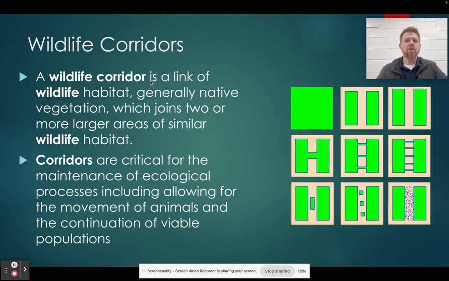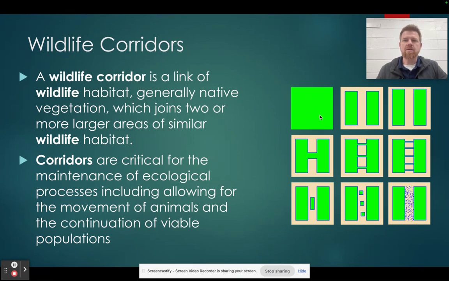A wildlife corridor is a link of wildlife habitat with generally native vegetation. Remember, native means that these are things that are normally found in the area, which joins two or more larger areas of similar wildlife habitat.